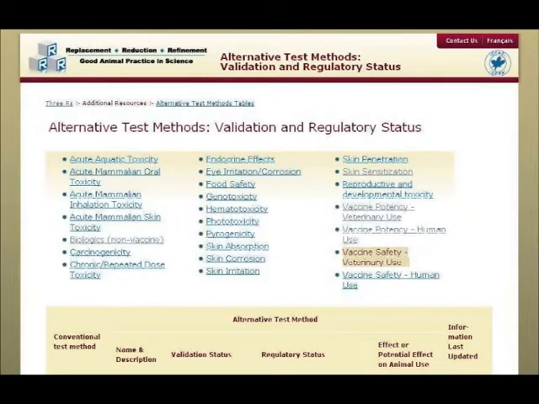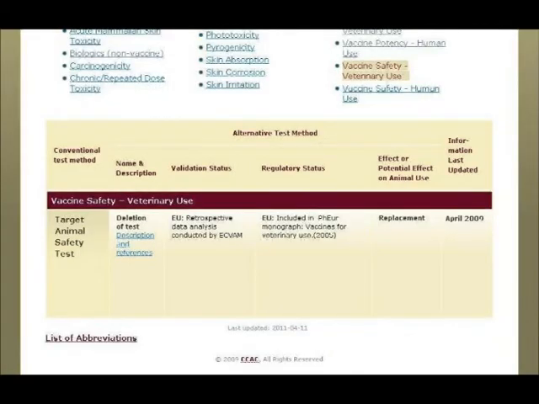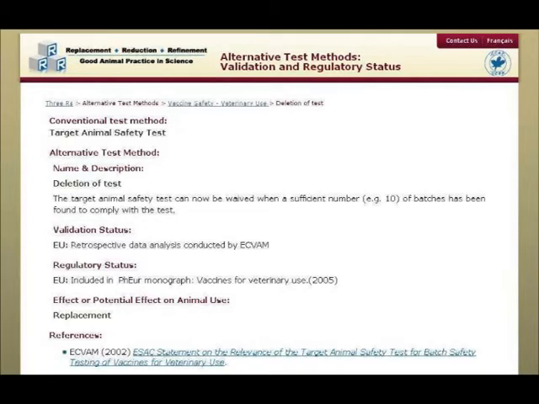We're now going to look at vaccine safety veterinary use. In this slide we can see the conventional test method is target animal safety test. So at least this will have some scientific validity to it, because it's actually looking at the target animal that the vaccine is going to be used for. In the name and description of the alternative test it says deletion of test. So let's have a look at the description of that. Yes, as I thought, deletion of test is what it actually says. Deletion of the test. It's no longer needed anymore.